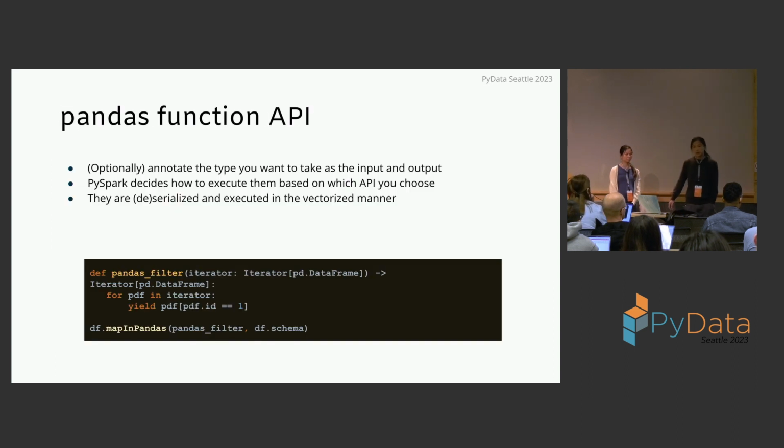In the case of the Pandas Function API, of course, you can optionally annotate the type, but it matters which API you invoke. PySpark will decide how to execute them based on which API you invoke. Pandas UDF and Function API actually share the same internal execution logic, so they are both serialized, deserialized, and executed in a vectorized manner too. In the example below, I invoked mapInPandas, right? The Pandas UDF shares the same API, but for the Pandas Function API, it depends on which API you call.